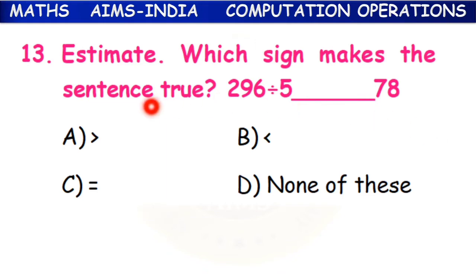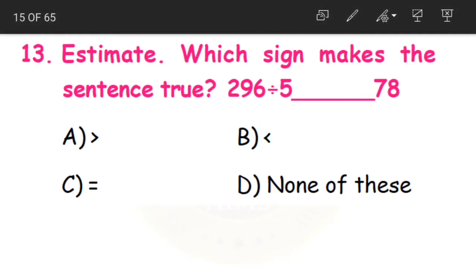Coming to question number 13. Estimate which sign makes the sentence true. 296 divided by 5 dash 78. If you look at the signs, one is greater than, one is less than, and the other is equal to. So to compare whether these are greater than, equal to, or less than each other, what should we do? We should first find out its quotient.